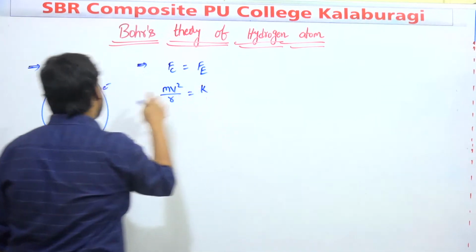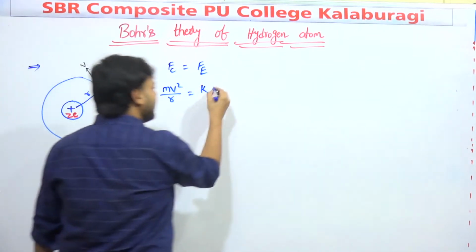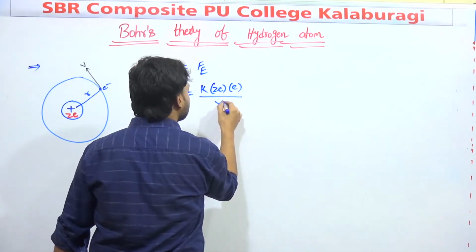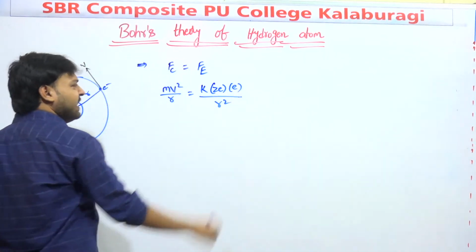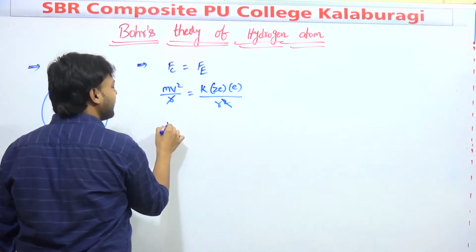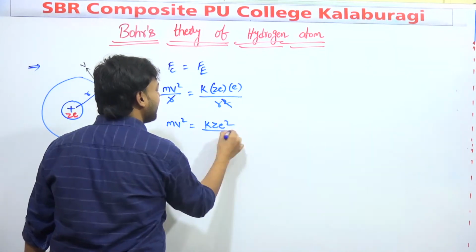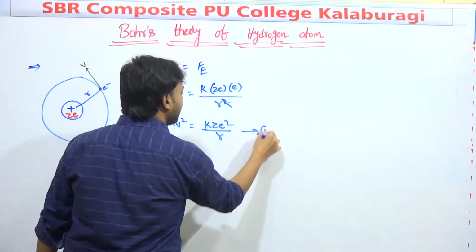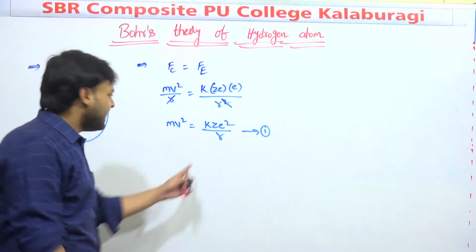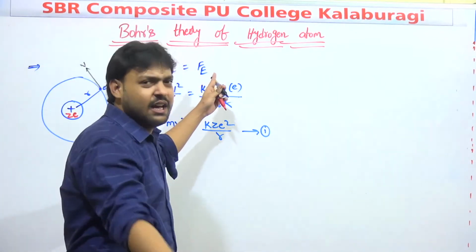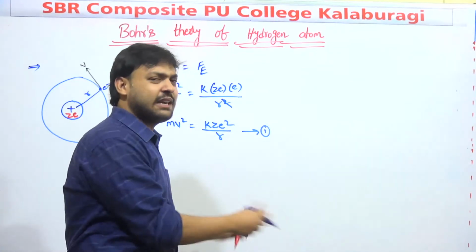It is K Q1 Q2 by R square. What is Q1? It is ZE into E divided by R square. Right? So one R will be cancelled. So I can write mv square, which is equals to KZE square divided by R. So first equation, the same as Bohr's model. Why? Because the condition is same. It is correct, so he too took the same equation.